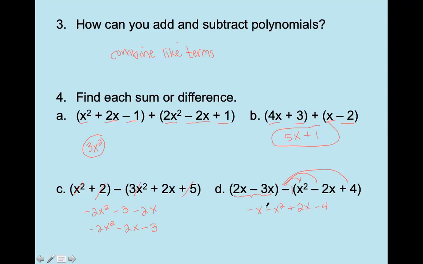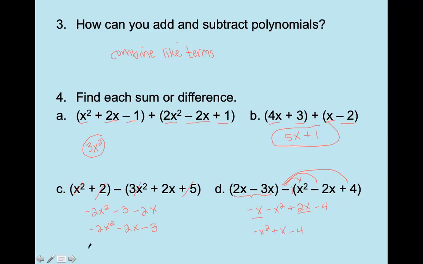I can put them in order from highest degree to lowest. So I'm going to put my negative x squared first. Next, I have negative x plus 2x. Those are like terms, right? Those are the pieces with just a plus sign on them. So I have -1 plus 2 leaves me with a +1. And then I have -4.